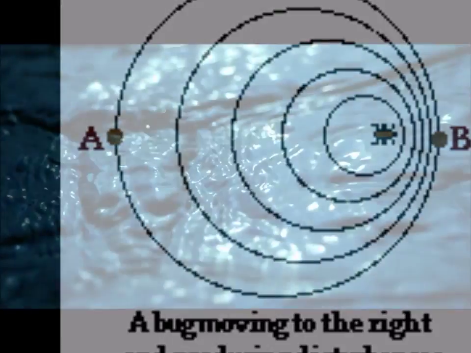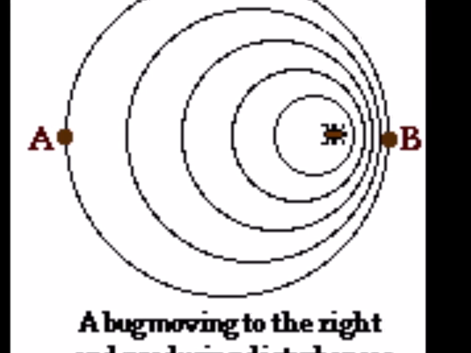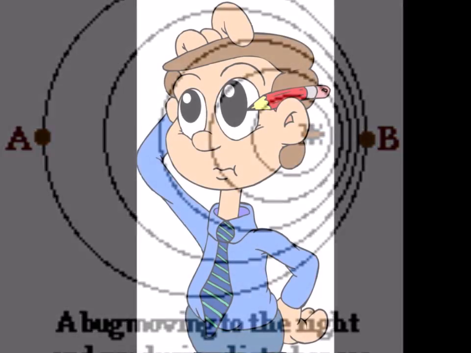Now, suppose that our bug is moving to the right across the puddle of water and producing disturbances at the same frequency of 2 disturbances per second. Since the bug is moving towards the right, each consecutive disturbance originates from a position that's closer to observer B and further from observer A. Subsequently, each consecutive disturbance has a shorter distance to travel before reaching observer B. Therefore, it takes less time for the sound to reach observer B.